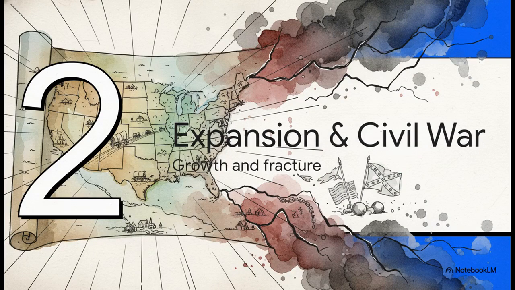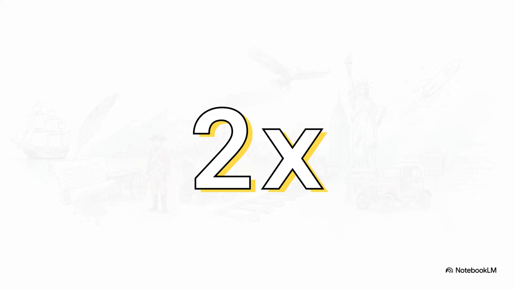That brings us to Section 2, Expansion and Civil War, a period of intense growth and severe fracture. To put this growth into perspective, just think about this massive multiplier, 2. Back in 1803, the Louisiana Purchase literally doubled the physical size of the country overnight. And get this, they bought it for roughly 3 cents an acre. Crazy, right? But we absolutely have to acknowledge that this explosive 19th century growth came at an incredibly steep cost, sparking intense conflicts and leading to the massive displacement of Native peoples.